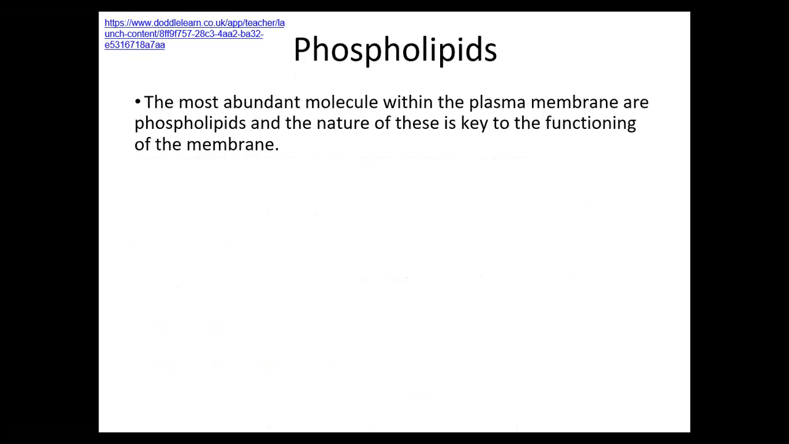Phospholipids are the most abundant molecule within the plasma membrane. We often say plasma membrane, cell membrane, sometimes cell surface membrane. Again, it's one where we have a few different words each time. It's actually made up of quite a few different molecules, but our most abundant molecule within the plasma membrane is phospholipids. They're the key structural part of a plasma membrane, and the nature of these phospholipids is the key to the function of a membrane.